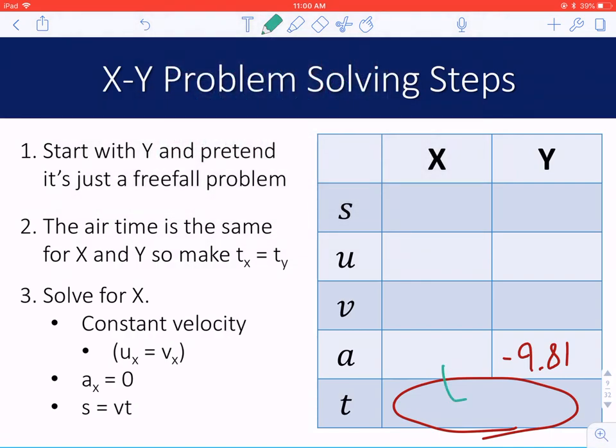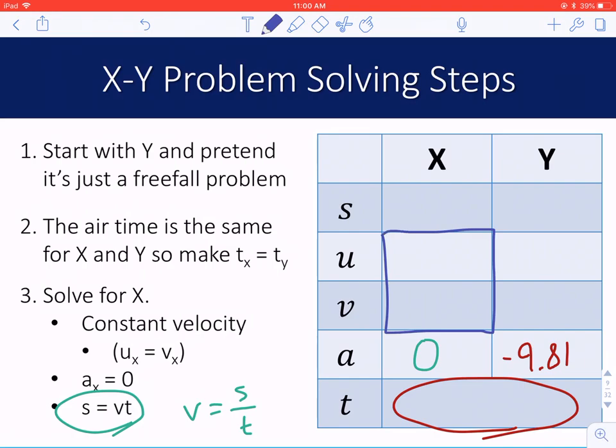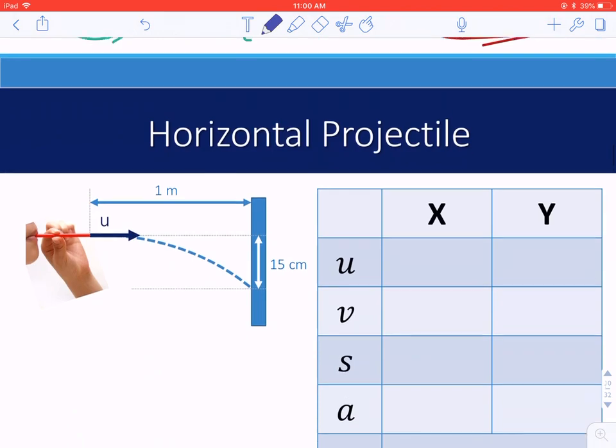We know that the acceleration of x is 0, because there's nothing causing it to move faster or slower, unless there's a lot of air resistance or some rocket pack or thrust. Because of that, we can use the simple s equals vt, or v equals s over t, distance over time, to find both u and v, because u and v will always be exactly the same. If it's not speeding up or slowing down, the velocity does not change.